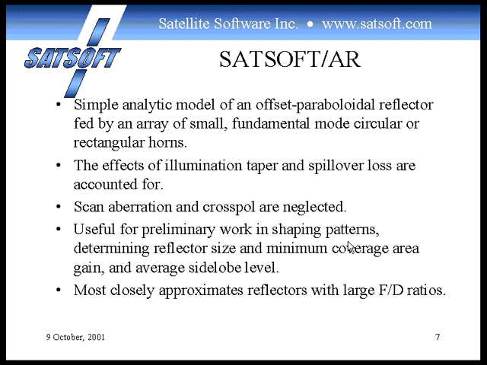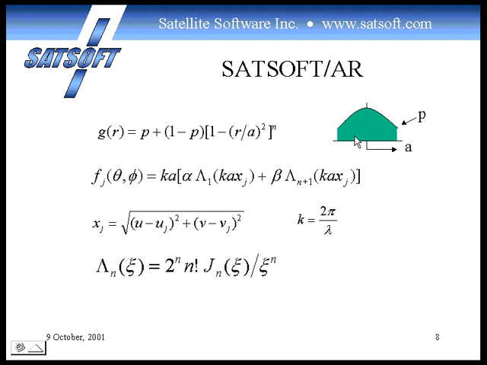It most closely approximates reflectors with large f over d ratios, where f is the focal length and d is the diameter of the aperture. This shows the illumination function of the analytic reflector model. It's limited to a circular aperture of radius a. P is the excitation at the edge of the aperture, and f is the far-field pattern, which is given by a linear combination of Bessel functions.